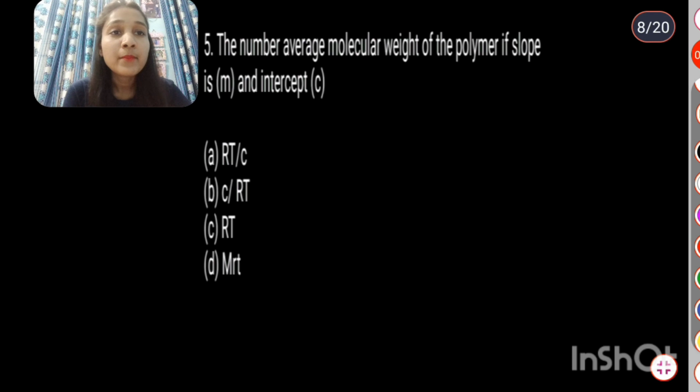Next is, the number average molecular weight of the polymer if slope is m and intercept is c.